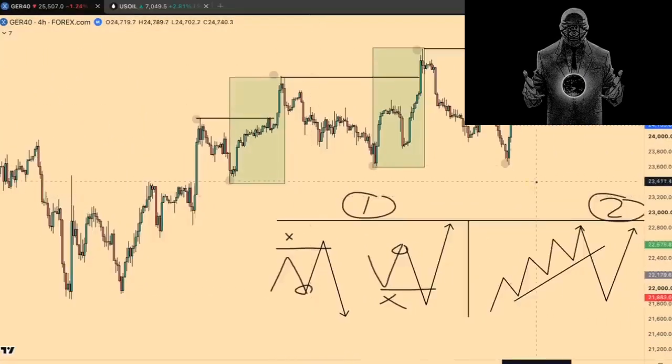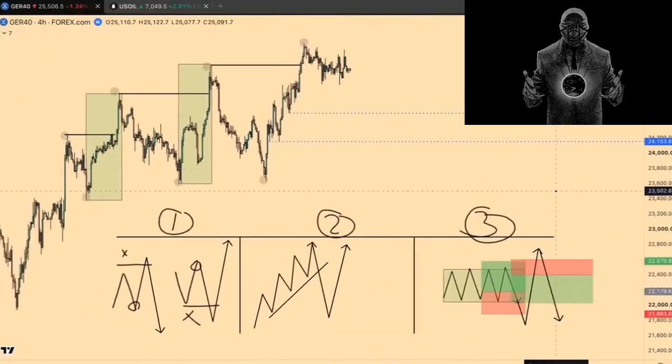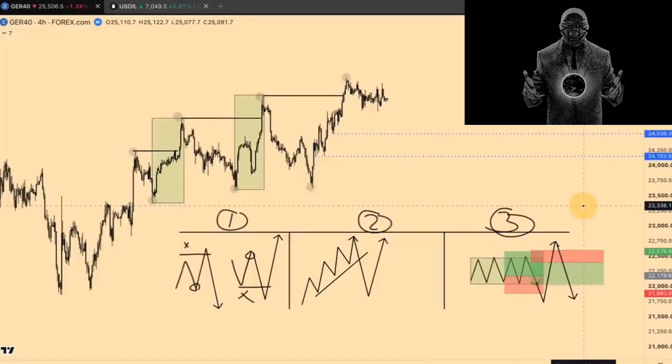Now, these are the 3 most important forms of liquidity. I hope you understand them. If you have any questions, make sure to let me know in the comments down below.